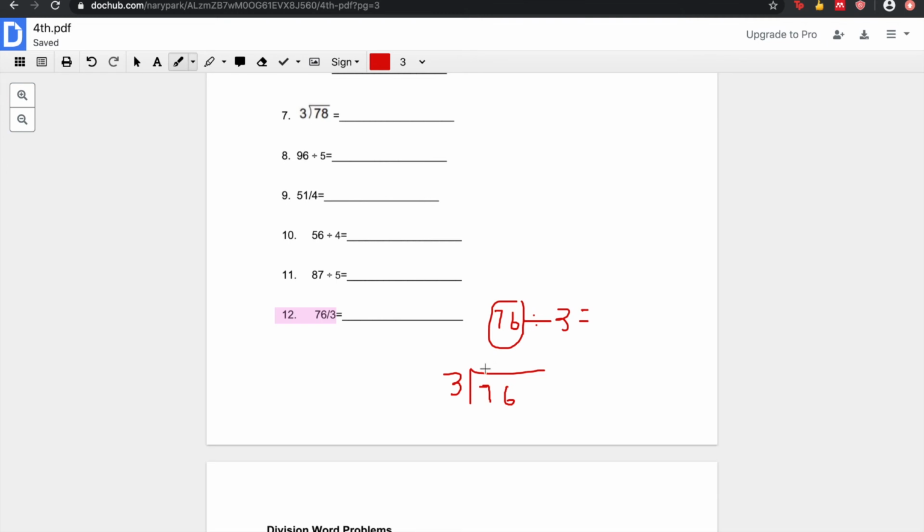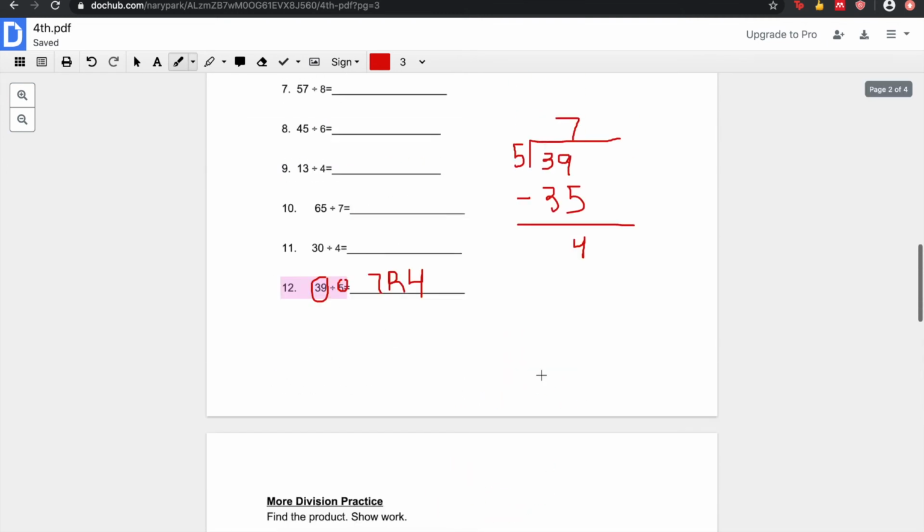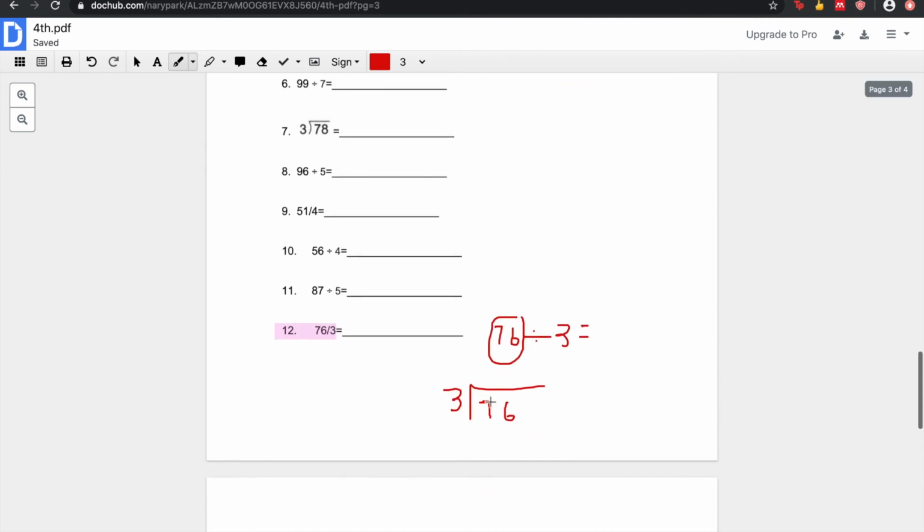So okay, let's just see here. Can 3 go into 7? Yes, it can. How many times? Let's see. 3 times 1 is 3. Can we go closer than that? Yes. 3 times 2 is 6. So we plug in 2. 3 times 2 is 6. We subtract. 7 minus 6 is 1. And we bring down the 6. Actually, let me just do this somewhere where I have more space.